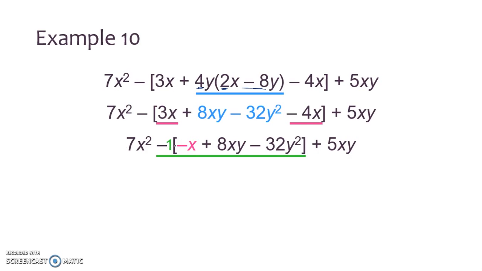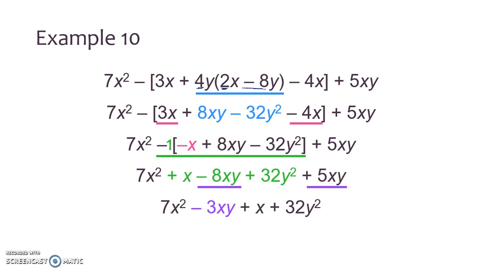Basically, if we have a negative times a negative, it's going to make it a positive, and a negative times a positive is going to make it a negative. So now we have plus x minus 8xy plus 32y squared. And now we're good to go ahead and combine our like terms. So we only have one set of like terms here. We have our xy terms. And we have a negative 8xy plus a 5xy, which will give us a negative 3xy. So in simplified all the way terms, we have 7x squared minus 3xy plus x plus 32y squared.